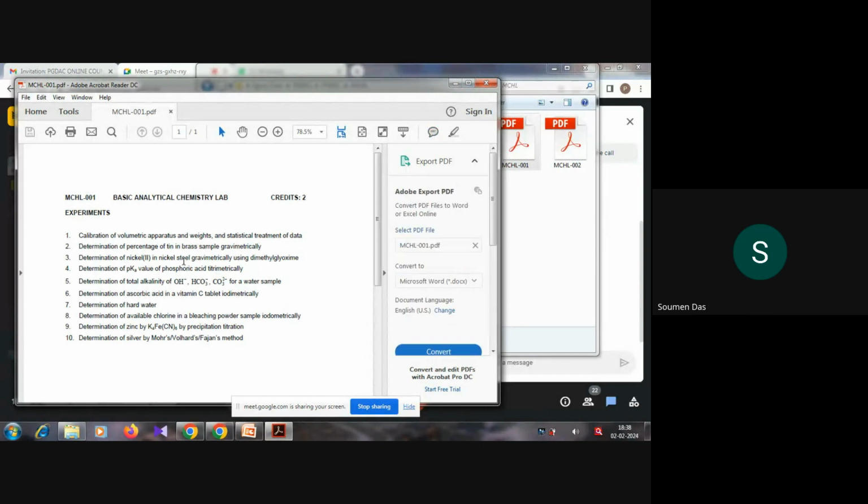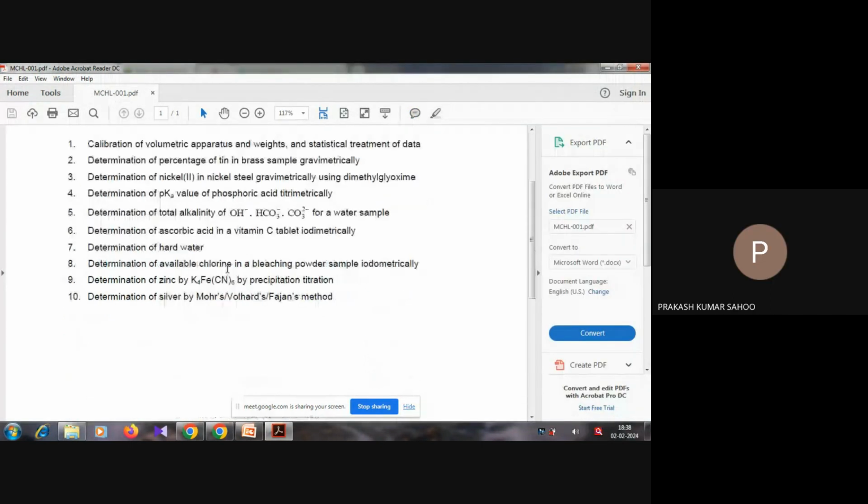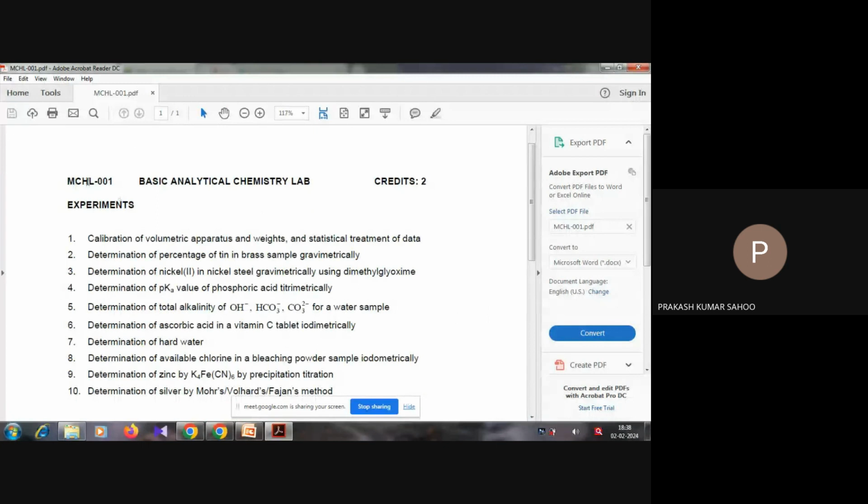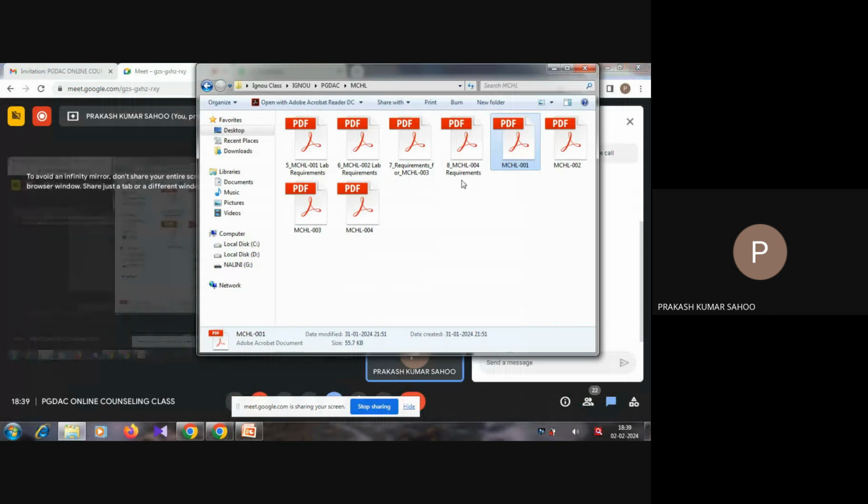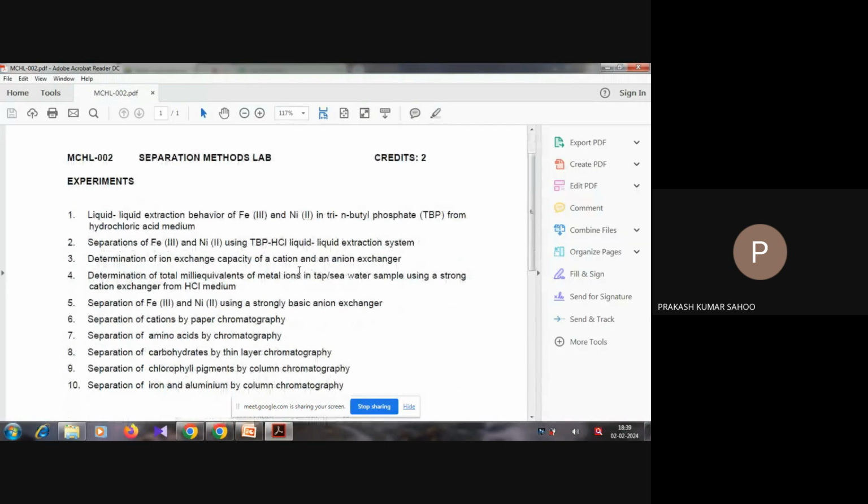This PDF? Visible. Okay. So in your MCH-L001 paper, the experiments involved are basically inorganic chemistry. This is generally gravimetric analysis, precipitation titration, or iodometric or iodimetric titration, so volumetric and gravimetric both. These practicals are under inorganic practical. Then we have the second paper related to chromatography, that is the separation techniques.